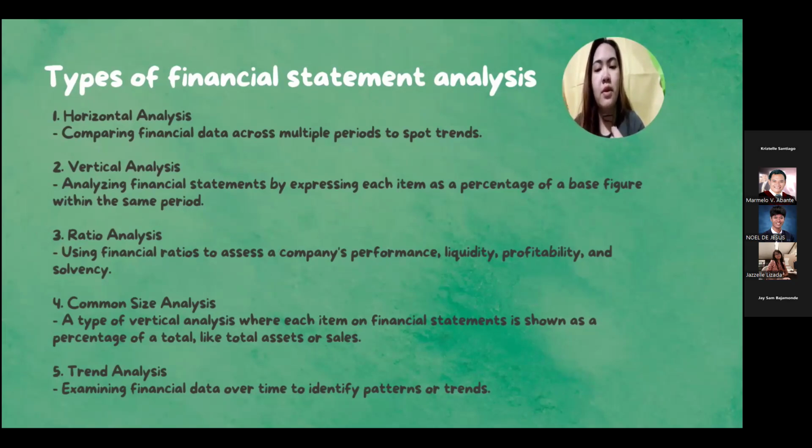The next is vertical analysis, analyzing a financial statement by expressing each item as a percentage of a base figure within the same period. Here, you don't compare several years, but look at the percentage of expenses relative to their income. If it is bigger, it means they overspent for this period compared to their income. Next is ratio analysis, using financial ratios to assess a company's performance, liquidity, profitability, and solvency.